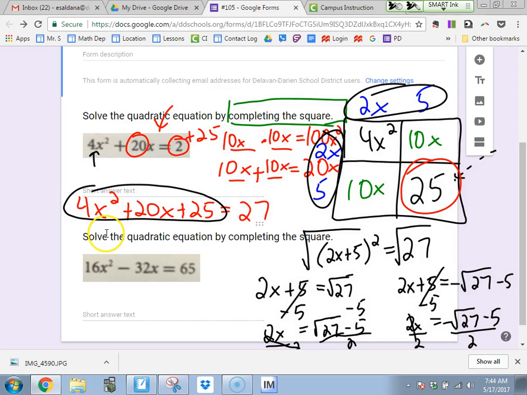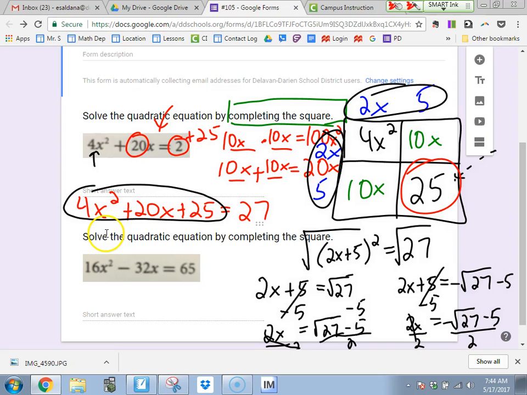So one answer, x equals the square root of 27 minus 5, divided by 2. And the other answer is x equals negative square root 27 minus 5, divided by 2. These are the exact answers. I have to warn you. Make sure that you're listening.